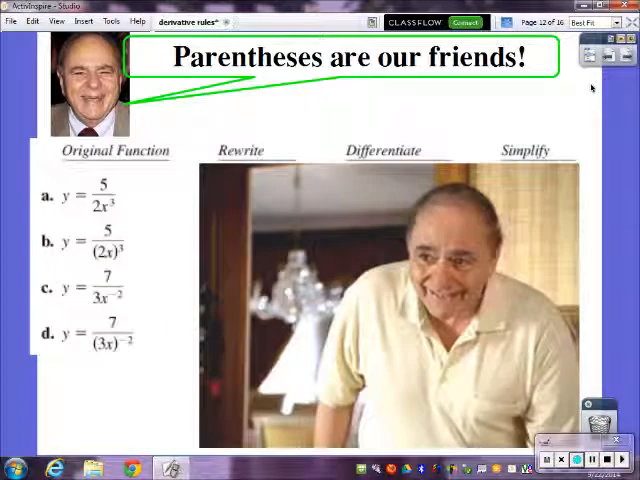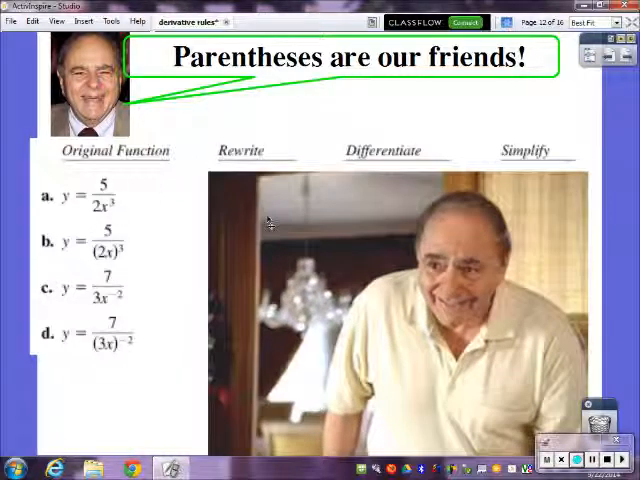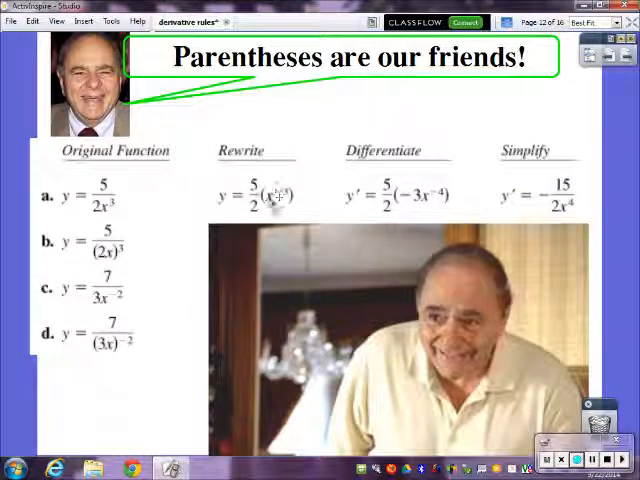So remember that parentheses are our friends. In this case, we have 5 over 2x cubed, and it may be easier to rewrite it as 5 halves times x to the negative third. And then you would differentiate and multiply it out.